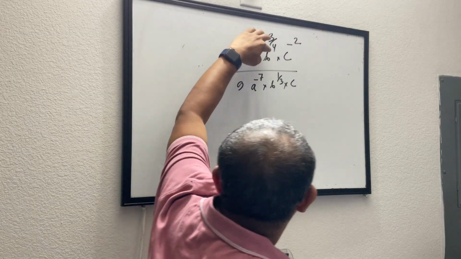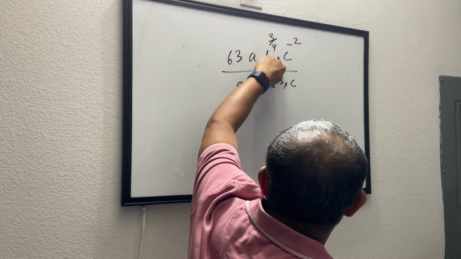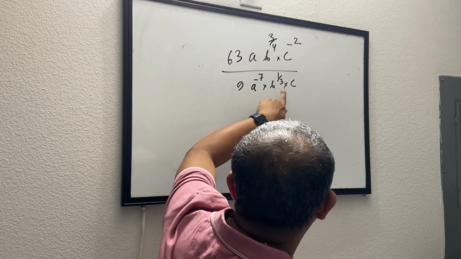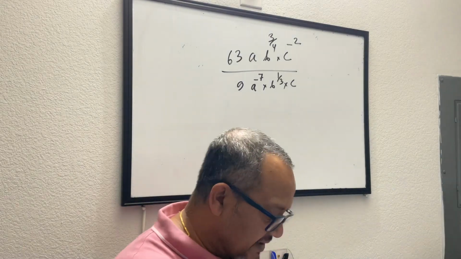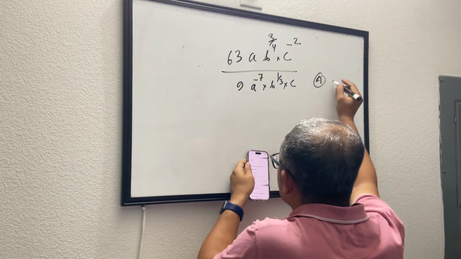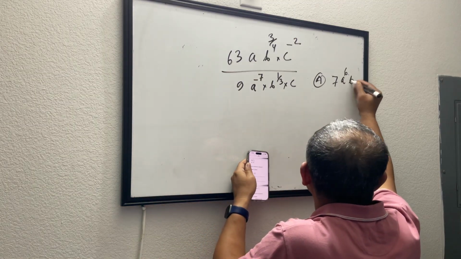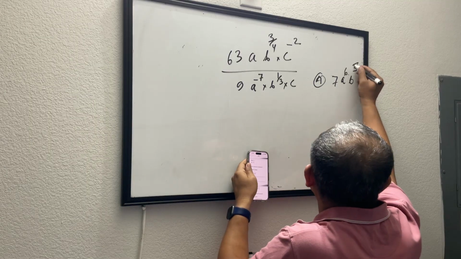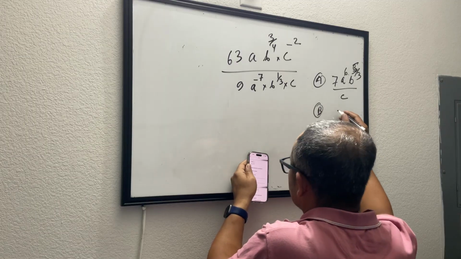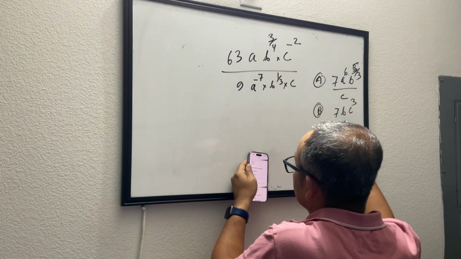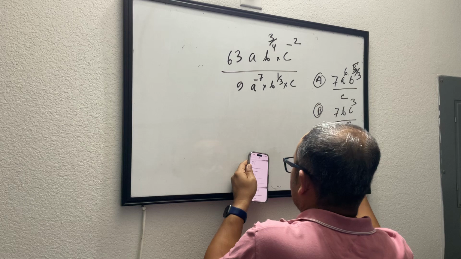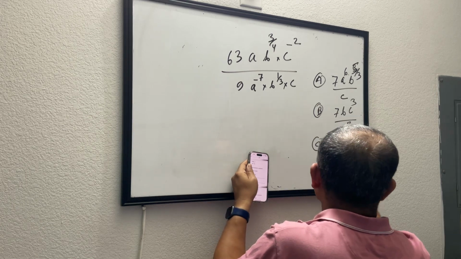63 into a into b to the power 3 by 4 into c to the power minus 2, divided by 9 into e to the power minus 7 into b to the power 1 by 3 into c. Simplify this, and here are the options you have. Option A is 7 e to the power 6 b to the power 5 by 3 divided by c. Option B is 7 bc cube divided by a to the power 8. Option C is 7 a to the power 8 b divided by c square.